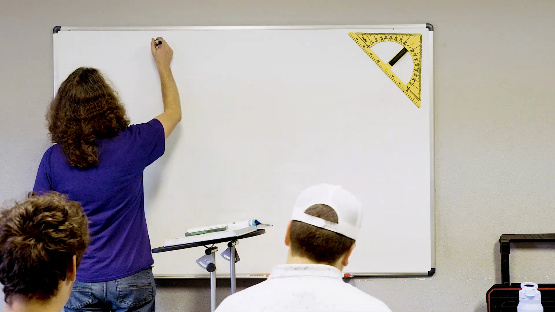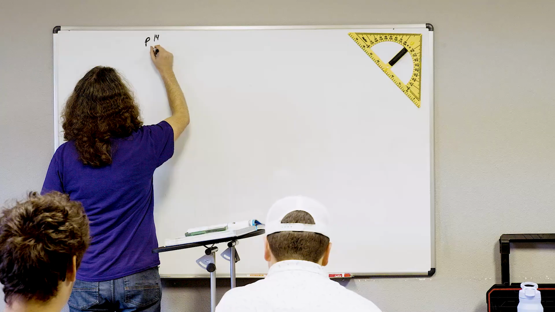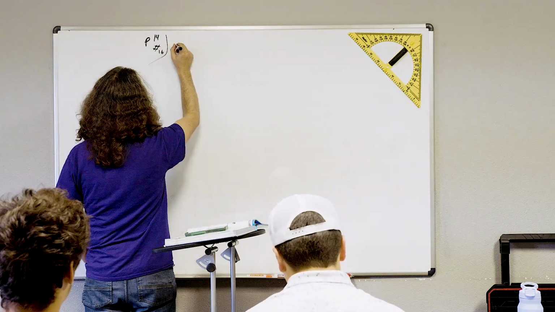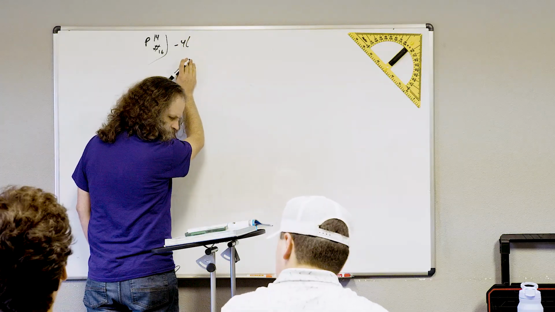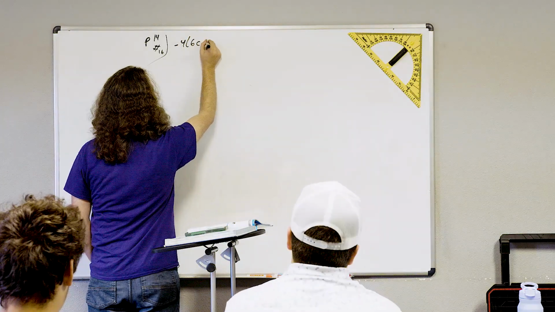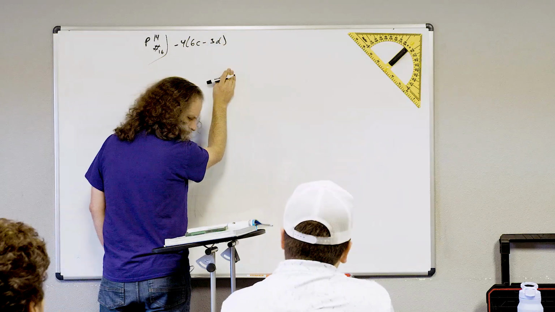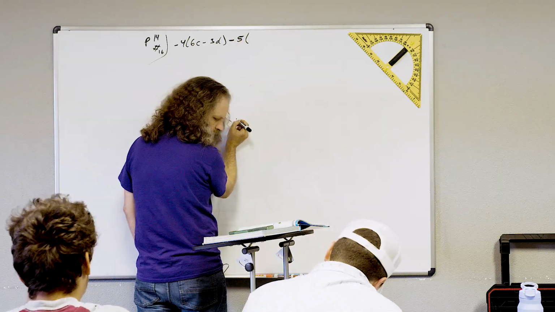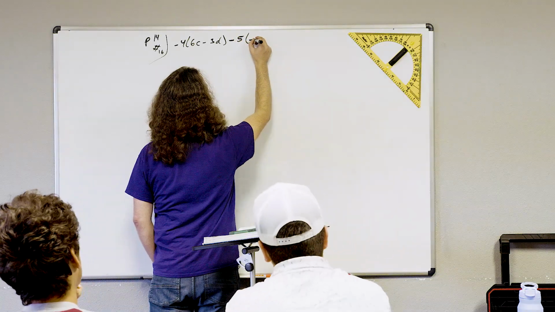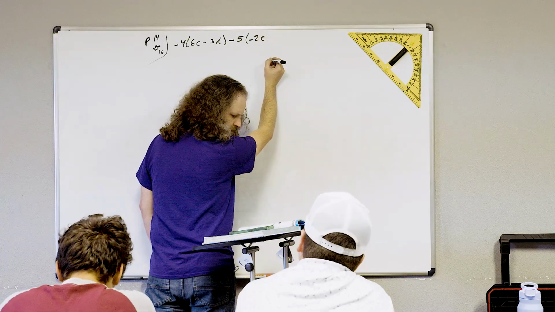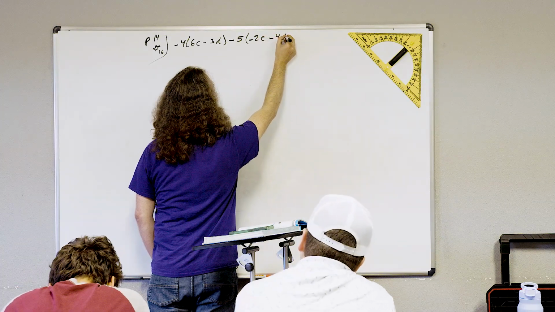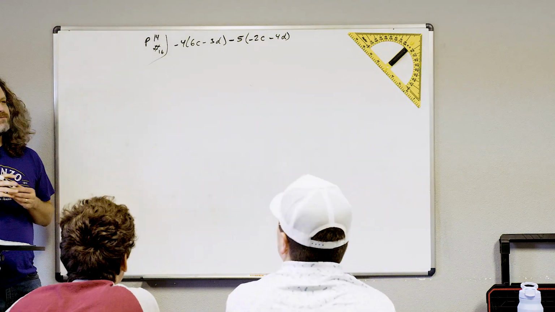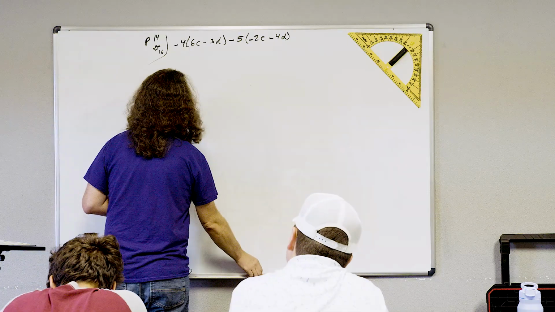Okay, so page 14, number 16. We're supposed to simplify -4 times (6c minus 3d) minus 5 times (-2c minus 4d). And we are expected to simplify it. So, what should we do? Distributive property twice, in fact.